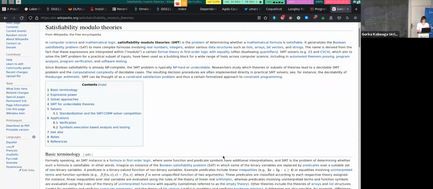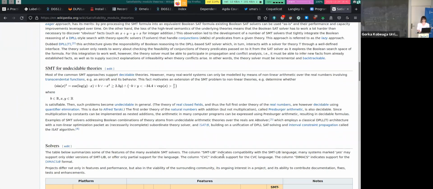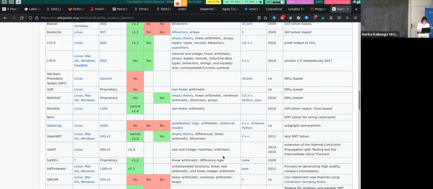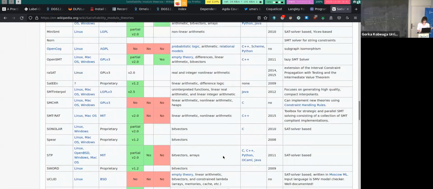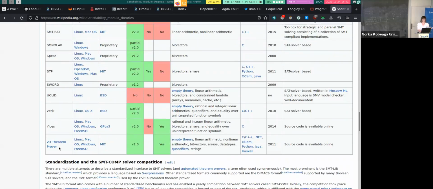So there's a bunch of common problems that these things can solve for you. There's lots of them. One of the biggest ones is Z3, so that's the most commonly known.